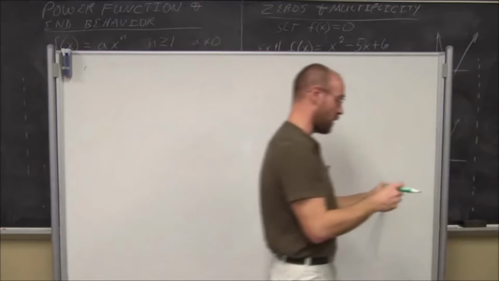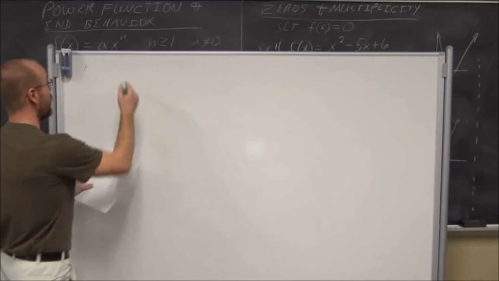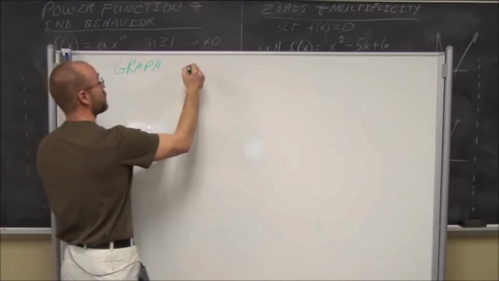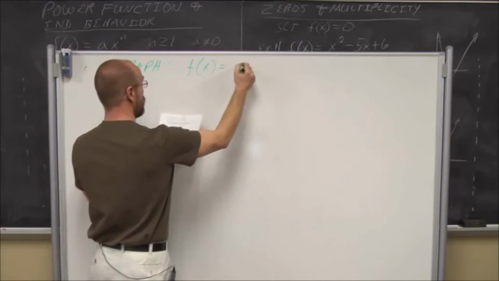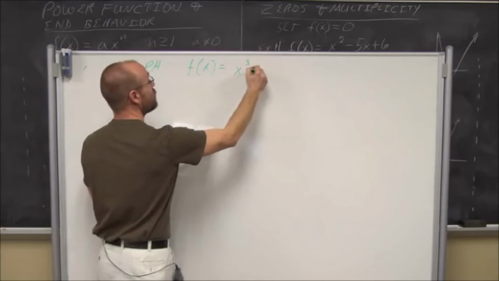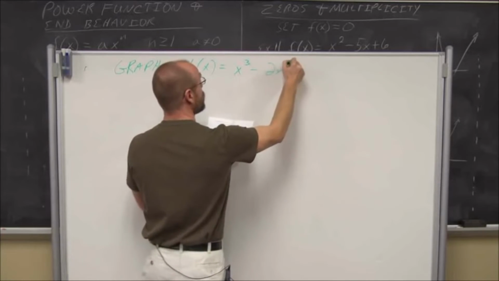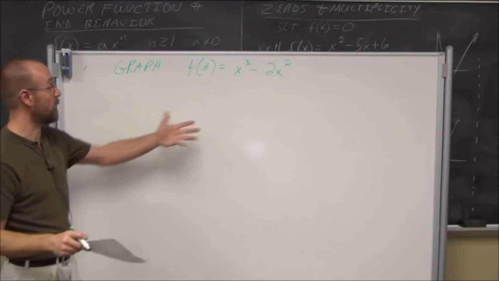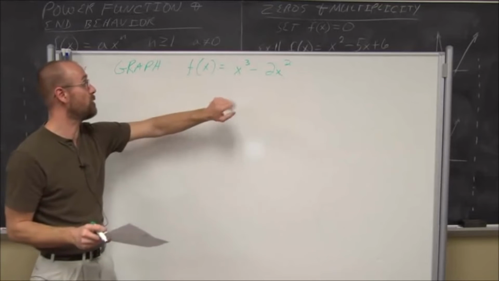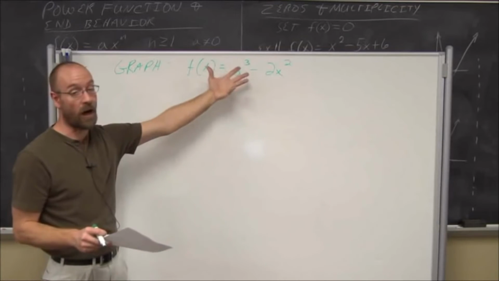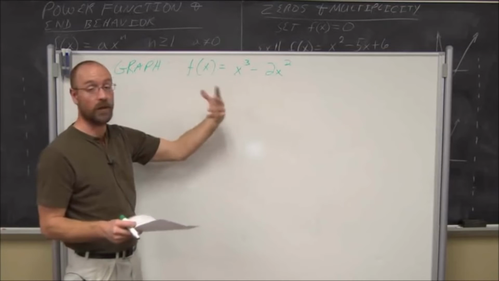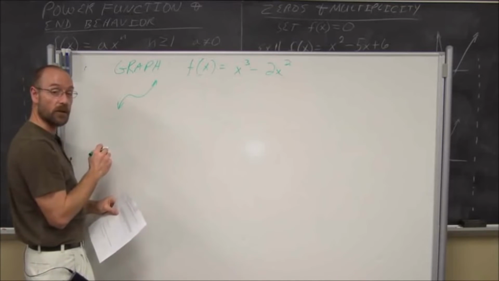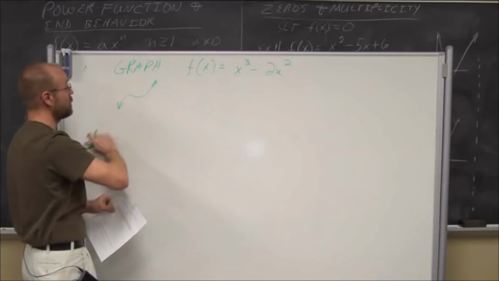Like I said, this is kind of a long section. Let's look at graphing this function. f of x equals x cubed minus 2x squared. The first thing we're going to do is use the leading term test to determine its end behavior. The leading term is odd. It's cubed. So it's going to have end behavior that looks like a cubic function, right? So it's going to continue up and continue down.